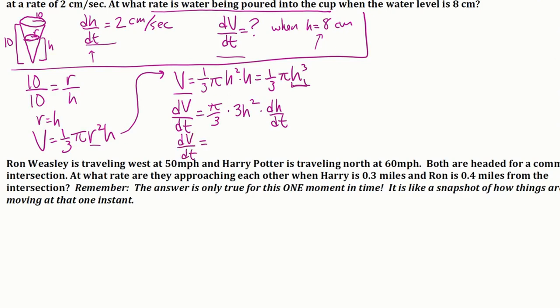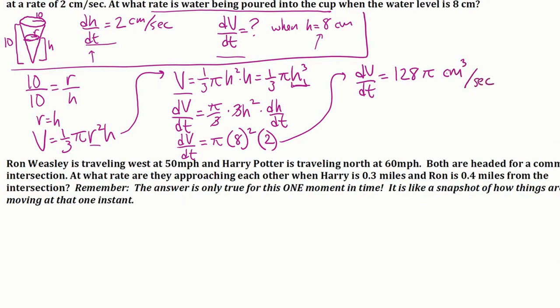And we know that h is 8. So it's going to be, I can cancel these 3's here, pi times 8 squared. And the water level is changing at a rate of 2 centimeters per second. So I get dV/dt is equal to 64 times 2, which is 128 pi. And then volume would be in centimeters cubed per second, because that's my time. So water is being poured in at a rate of 128 pi centimeters cubed per second.